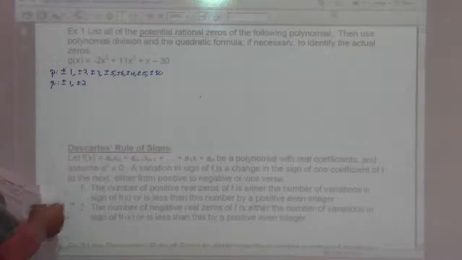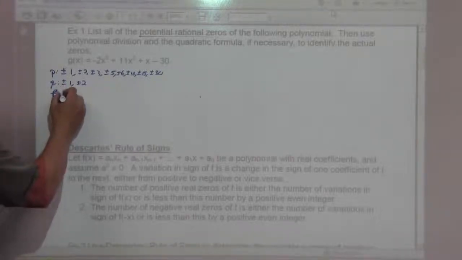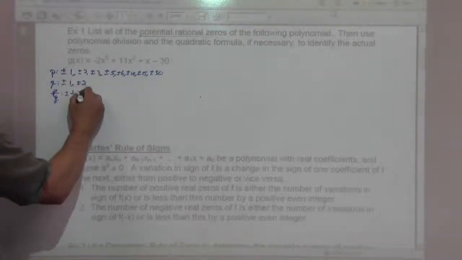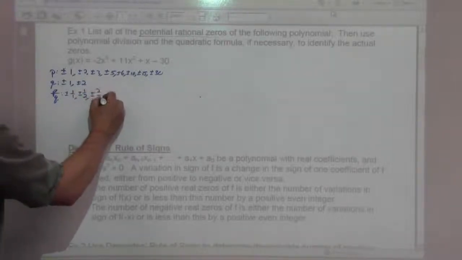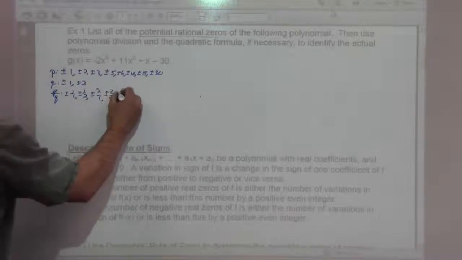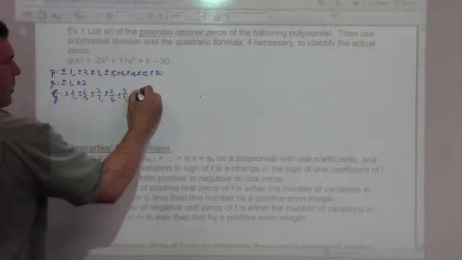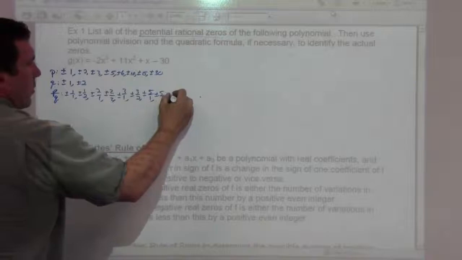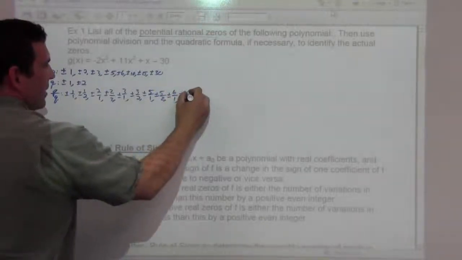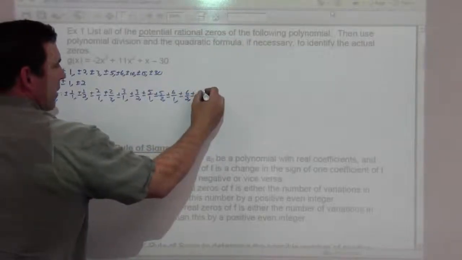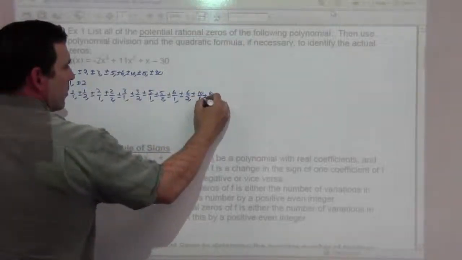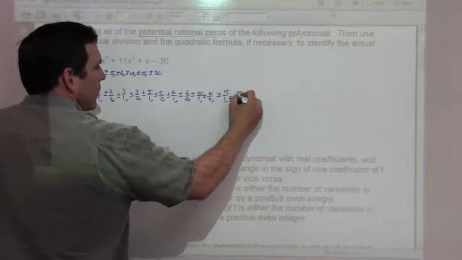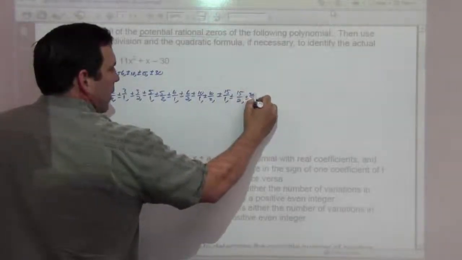So when we look at our p over q's, it could be plus or minus 1 over 1, plus or minus 1 over 2, plus or minus 2 over 1, plus or minus 2 over 2, plus or minus 3 over 1, plus or minus 3 over 2, plus or minus 5 over 1, plus or minus 5 over 2, plus or minus 6 over 1, plus or minus 6 over 2, plus or minus 10 over 1, plus or minus 10 over 2, plus or minus 15 over 1, plus or minus 15 over 2, and then plus or minus 30 over 1, plus or minus 30 over 2.